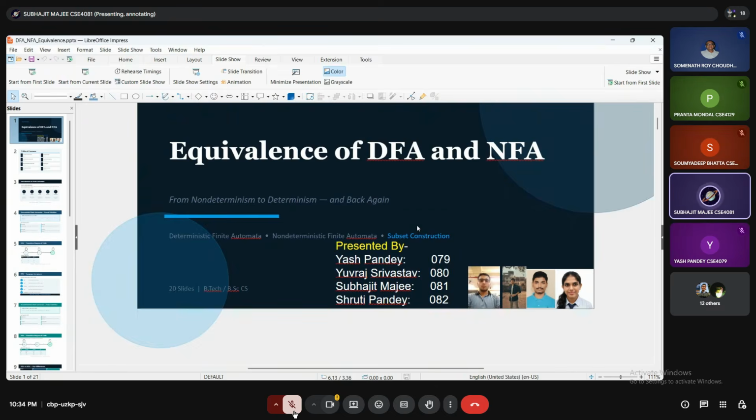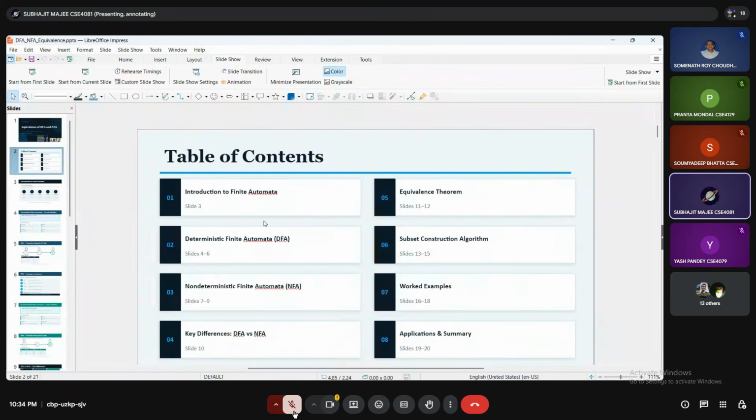So in this topic, I will start from the finite automata. Then my group mates will present the others. I will also present the deterministic finite automata. Then Shruti will present non-deterministic. Then DFA versus NFA, meaning deterministic versus non-deterministic finite automaton, and then the equivalence theorem, and then the subset construction algorithm, then the working examples, and then applications and summary.